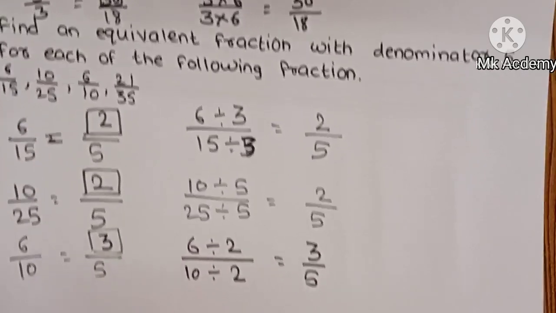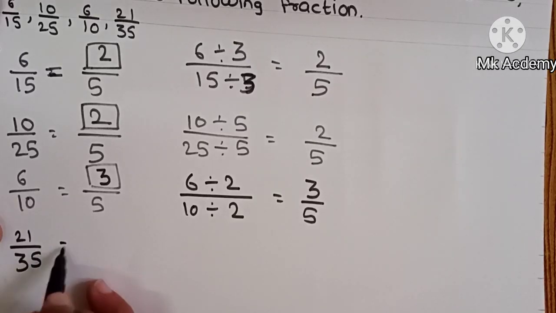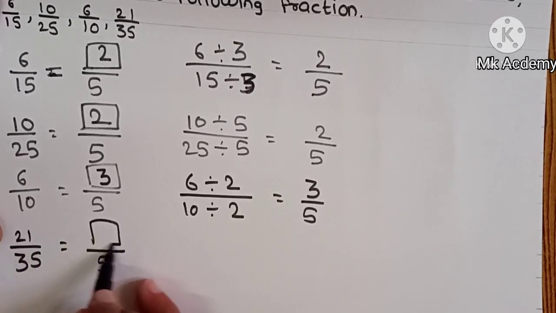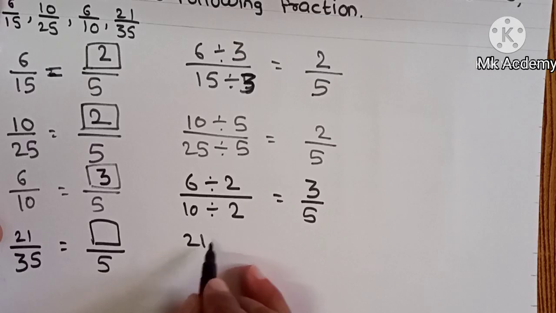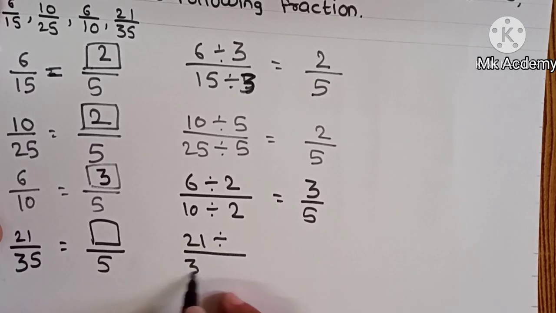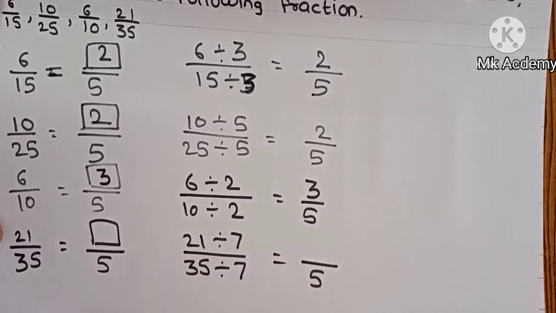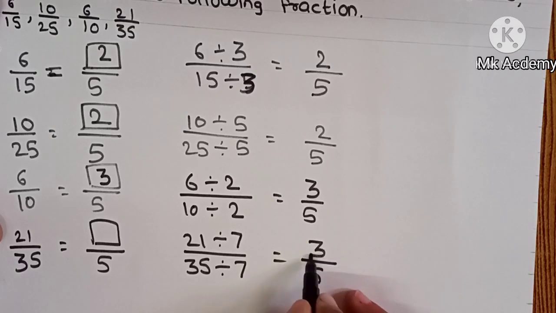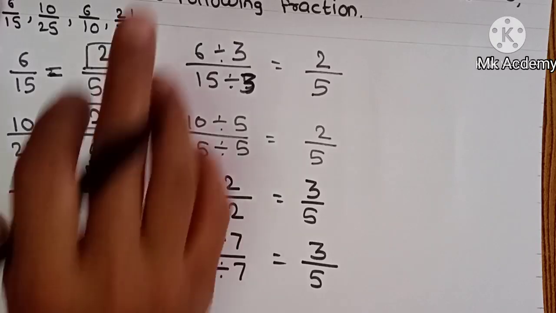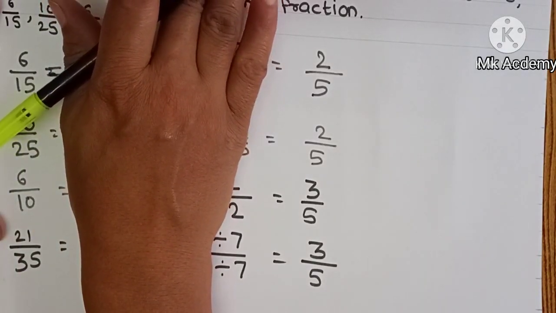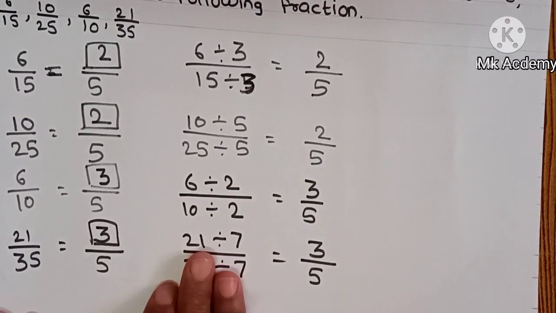Now next fraction, 21 upon 35. Now we divide this 35 by 7 to get 5. 7 5s are 35. Therefore the numerator is also divided by 7. 7 3s are 21. So we have to write down here 3. Understood? In question number 2, we used the multiplication method to get equivalent fractions, and in this question we use the divide method to get equivalent fractions.